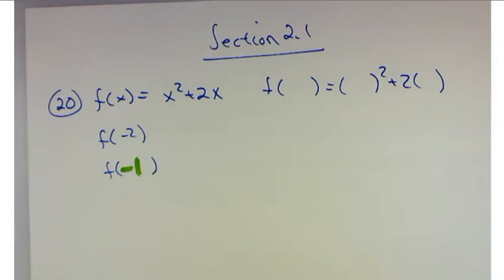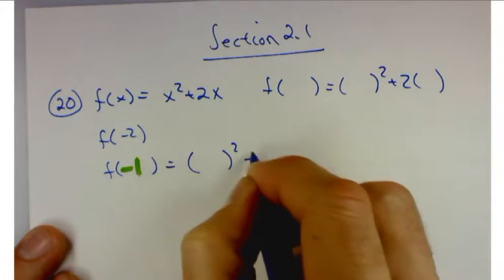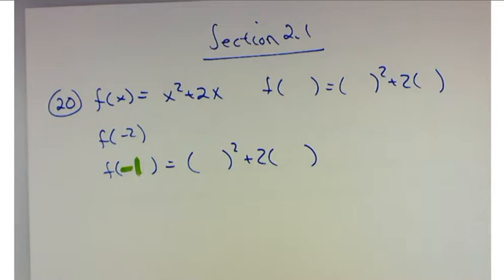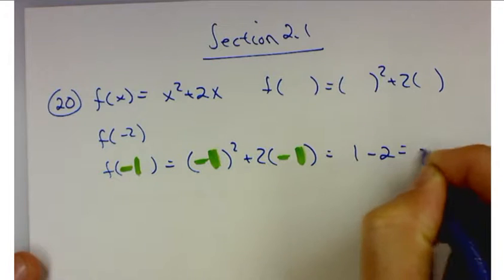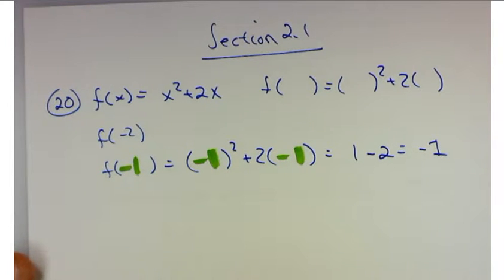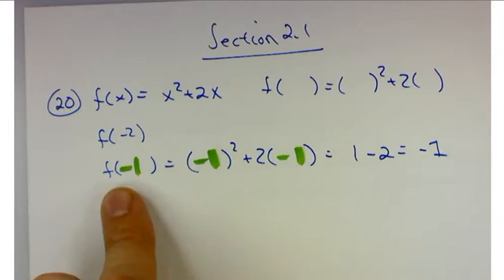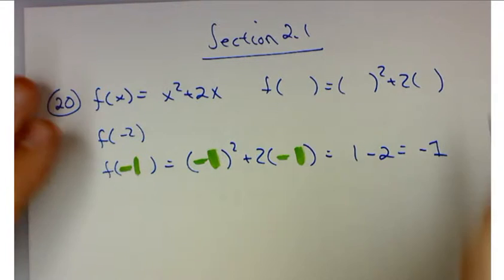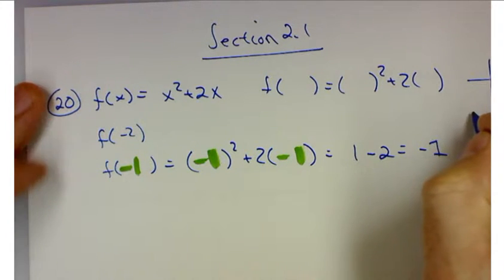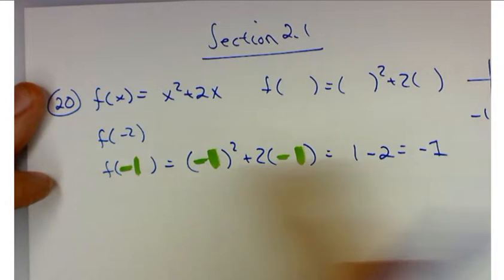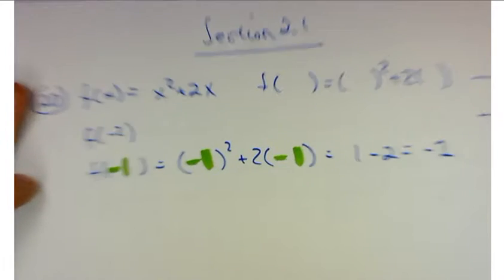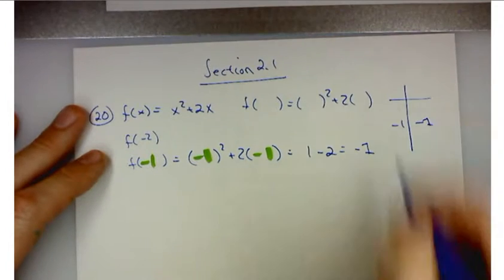For f of negative 1, let's write it like this. I'll get negative 1 squared plus 2 times negative 1. So 1 minus 2, which should be negative 1. As far as graphing is concerned, this would be your x and this would be your y. So if you're going to make a little t-table, you'd have negative 1 and negative 1. Inputs negative 1, outputs negative 1. Oops, other way. So x and y.